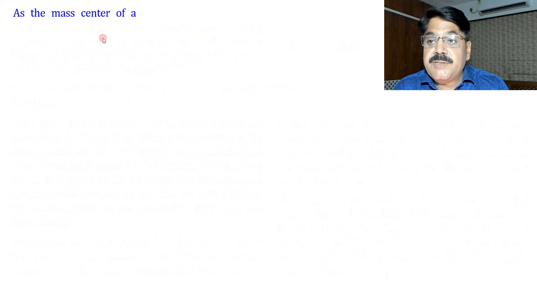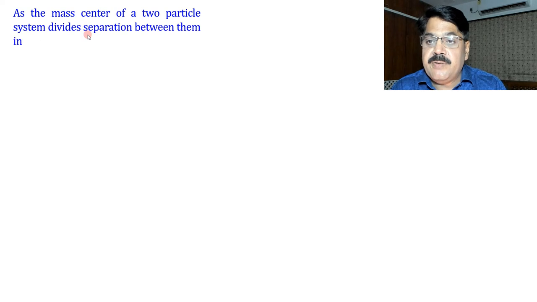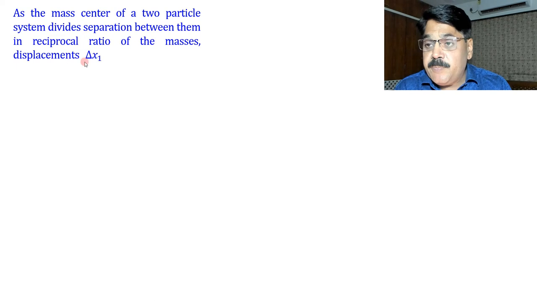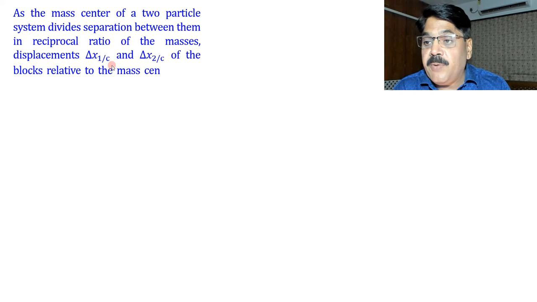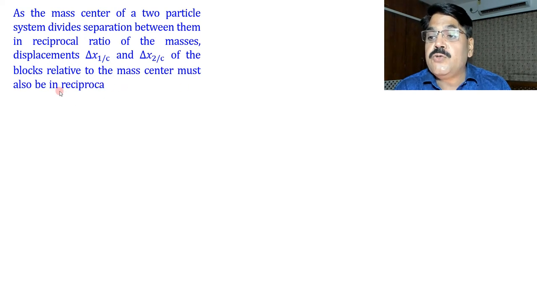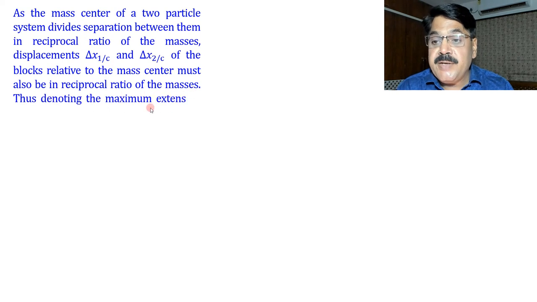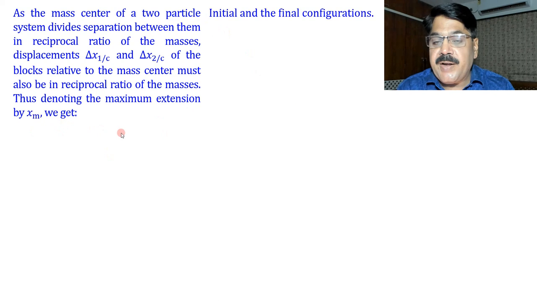As the mass center of a two particle system divides the separation between them in the reciprocal ratio of the masses, displacement delta x1 with respect to C and delta x2 with respect to C of the blocks relative to the mass center must also be in reciprocal ratio of the masses. Thus, denoting the maximum extension by xm, we get what? First, before writing it, let us see the situation, because we must have a very clear imagination of these displacements.